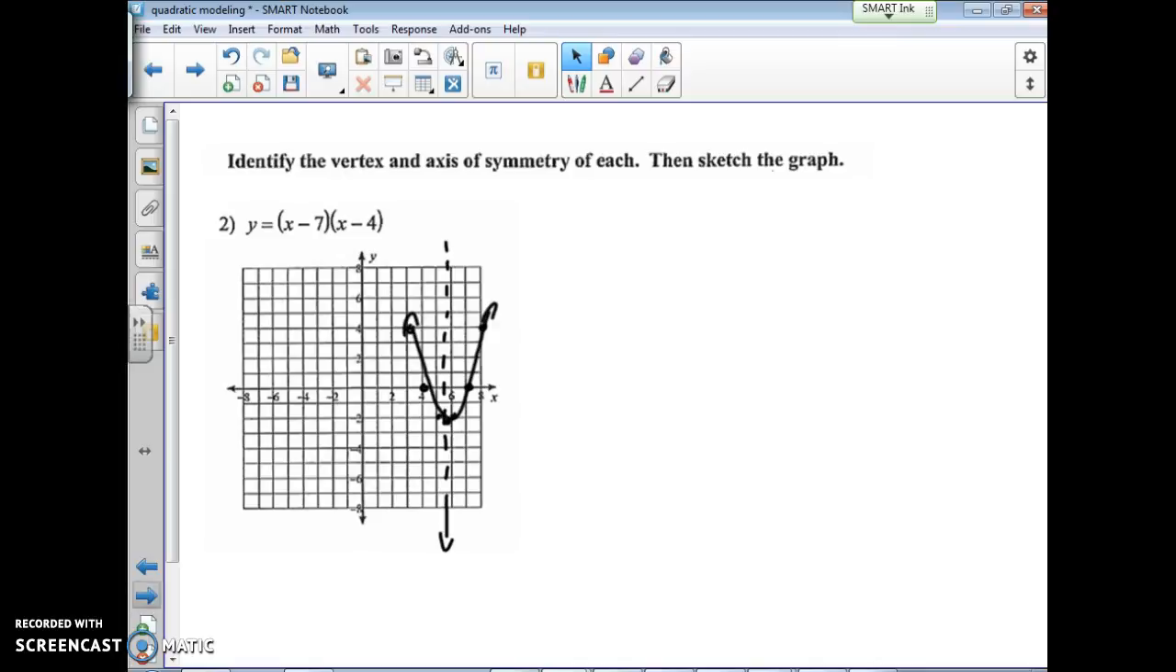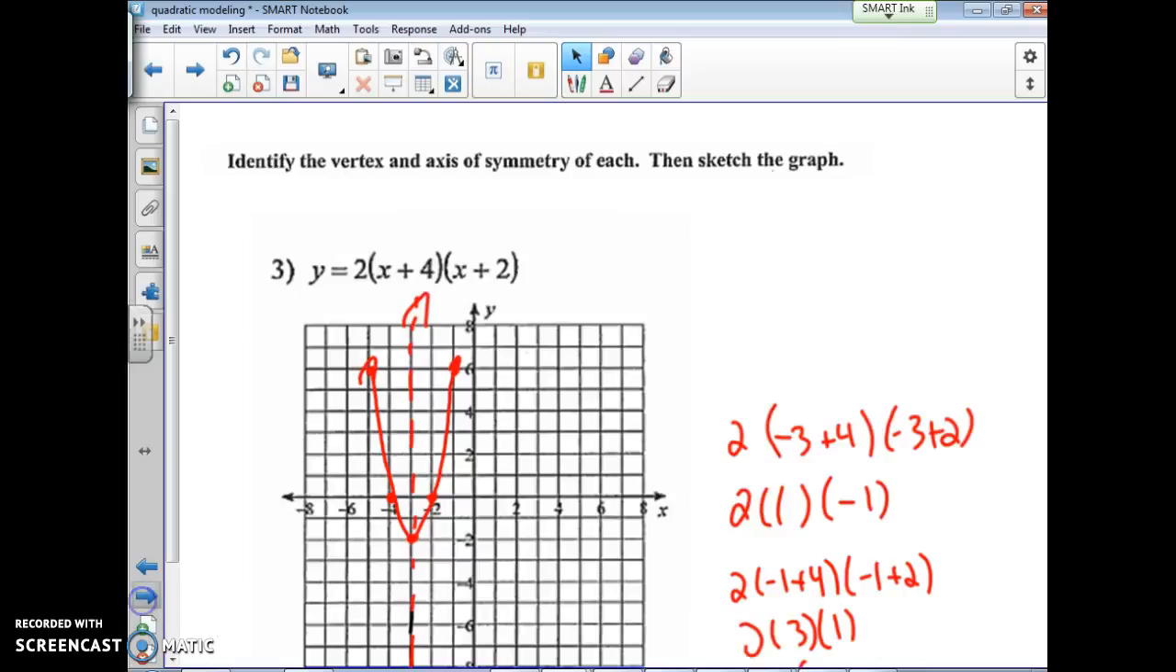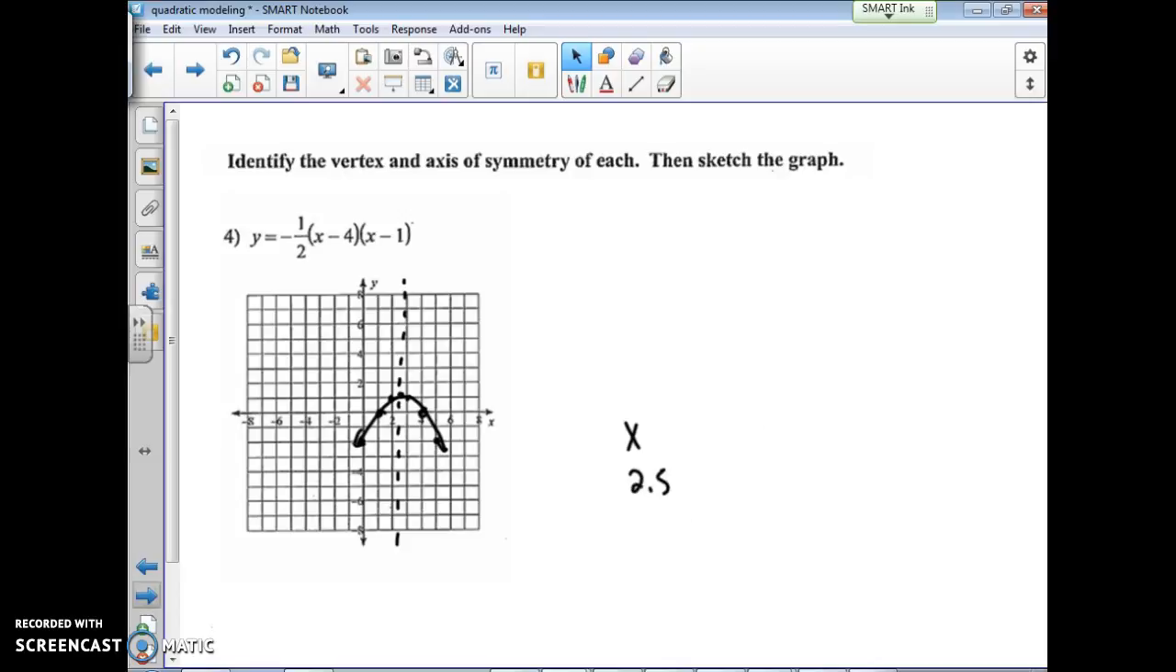This is what you guys should have gotten for number 2. Number 3, you got your vertex to be at negative 3, negative 2. And then for this one, you guys got your x-intercept to be at 2.5 and, I think it was, 1.125.